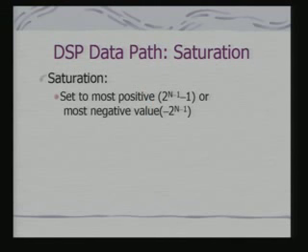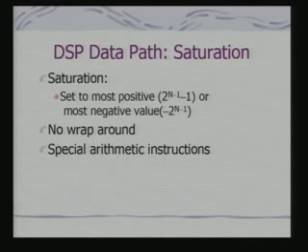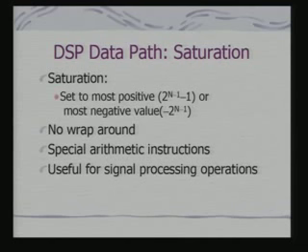Saturation, we have already talked about, is that in the data path you have got specific units which set a number to the most positive value and prevent wraparound, and this is done using special arithmetic instructions. And we have seen for signal processing operations like operations on pixels, I would definitely not like a pixel value to wrap around beyond 0. If it is maximum, it should get stuck at the maximum. If it is minimum, it should get stuck at the minimum.